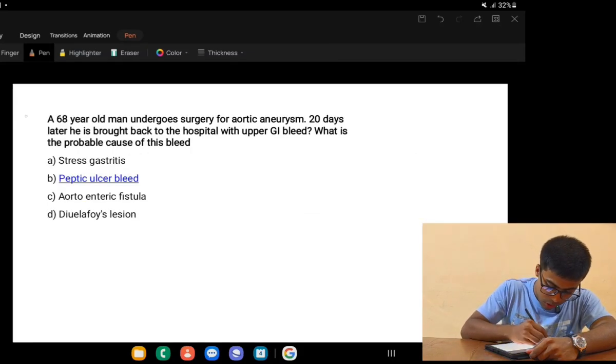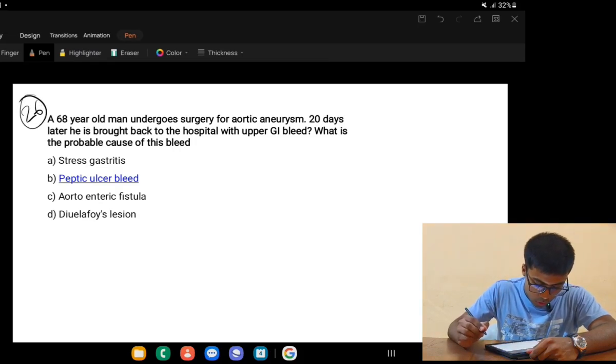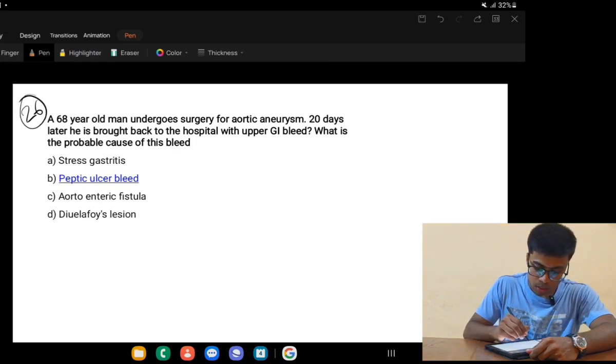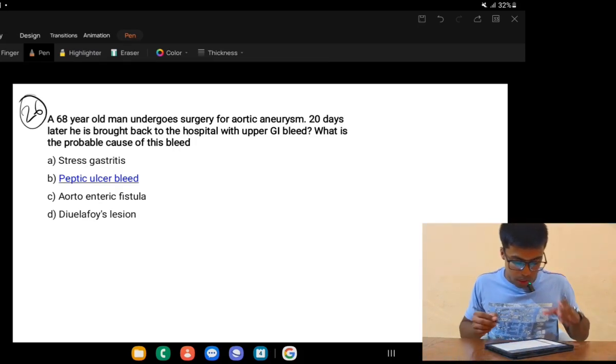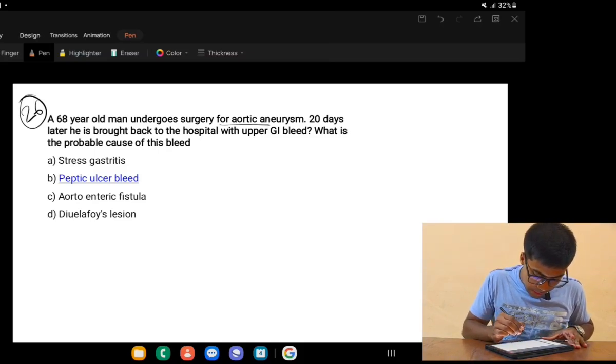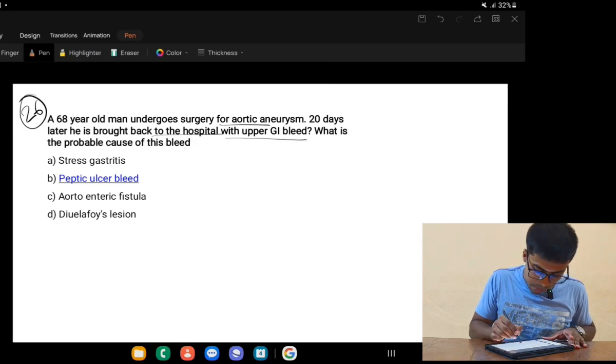So now next question, that is 26 number question. A 68-year-old man undergoes surgery for aortic aneurysm. 20 days later he is brought back to the hospital with upper GI bleed. What is the probable cause of this bleed?